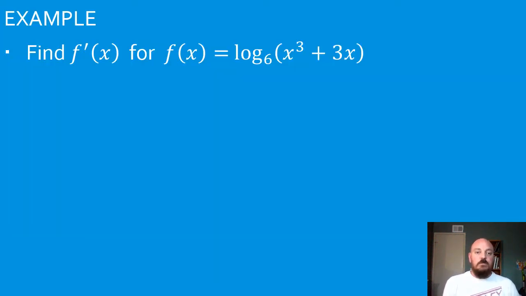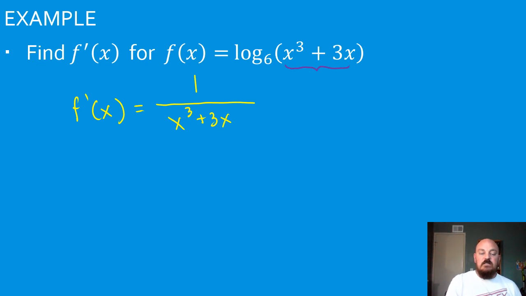We're going to do f prime here, and my function is not natural, it's log base 6 of x cubed plus 3x. So when I go to find my derivative, f prime, I say, well, first of all, let's pretend like this is a natural log, because we start the question the same way. And what that means is you're going to start off with the reciprocal of whatever is in that log. So I'm going to start with 1 over x cubed plus 3x.